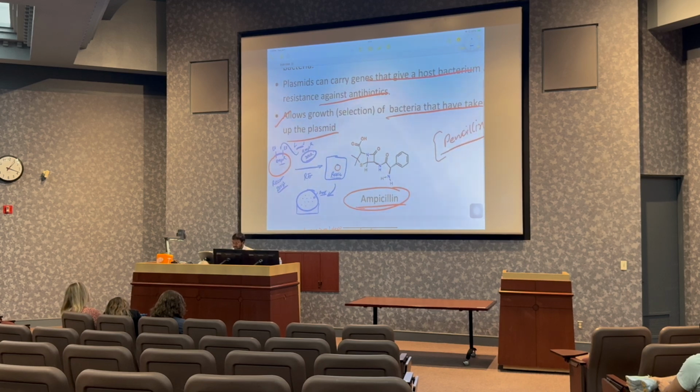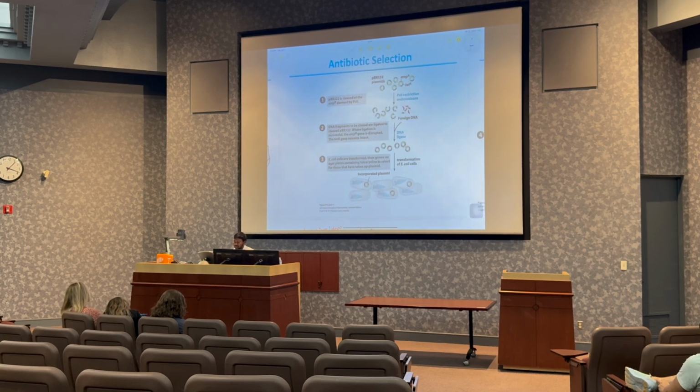So let's understand how we can exploit that in selection of recombinant and non-recombinant colonies. There are two different terms called transformation, and we'll have transformants and non-transformants. What do you mean by transformants and non-transformants?